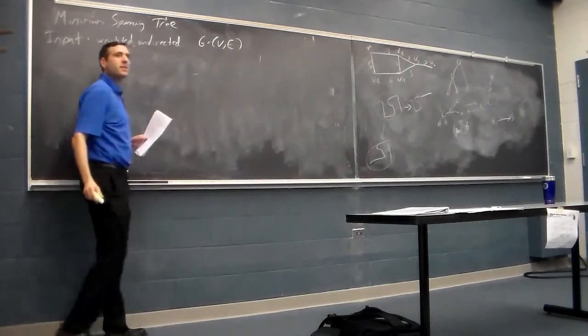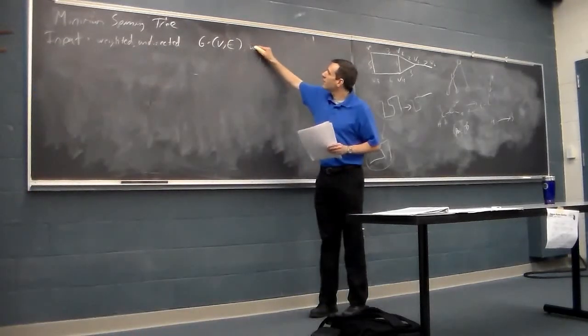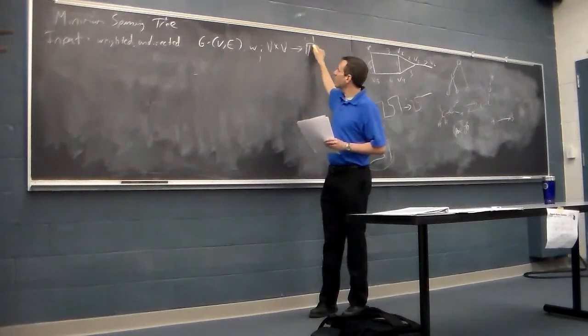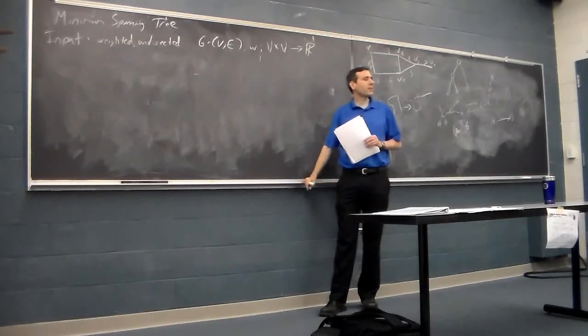And if it's weighted, that means the input is also going to need to include a weight function. So I'll use the notation, the weight function is a mapping from pairs of vertices to the real numbers. Okay. What else do we need for a formal specification of a problem?